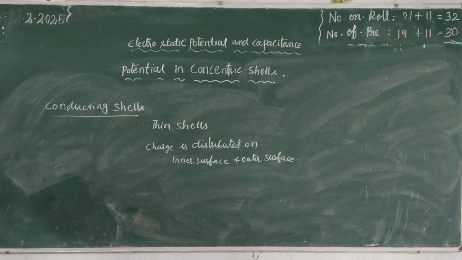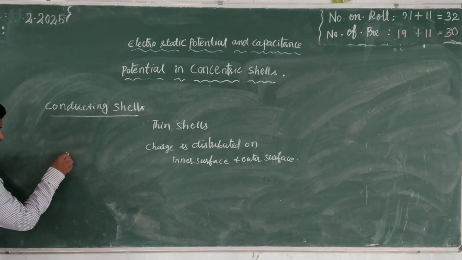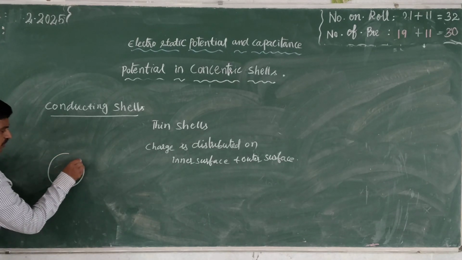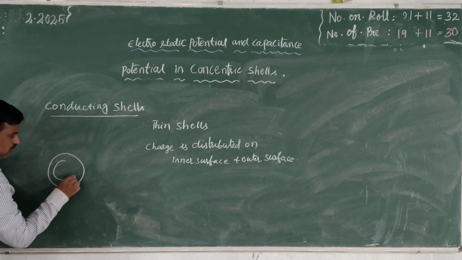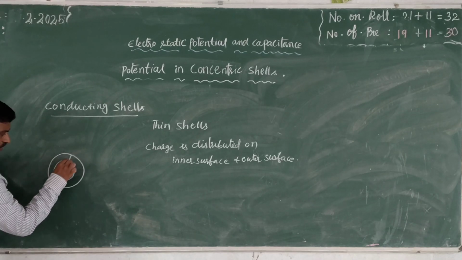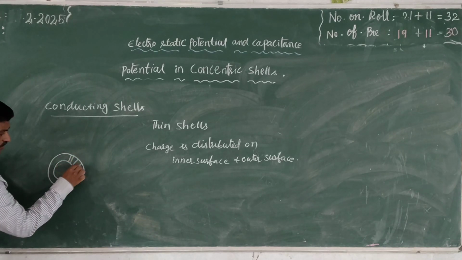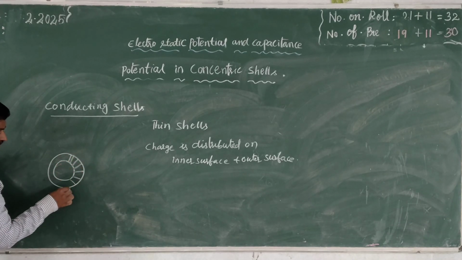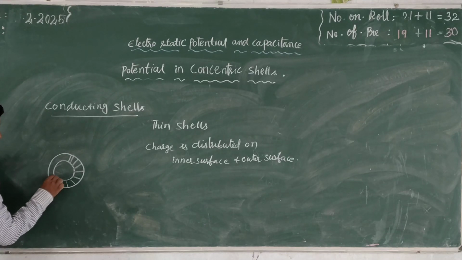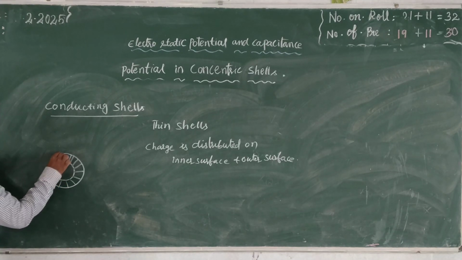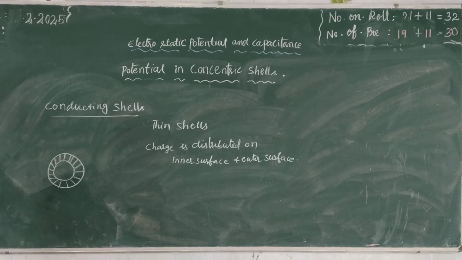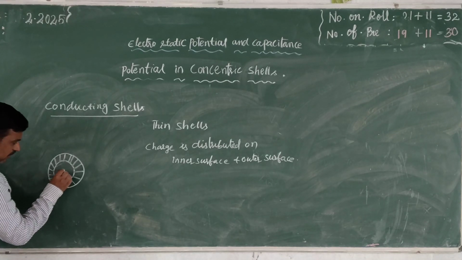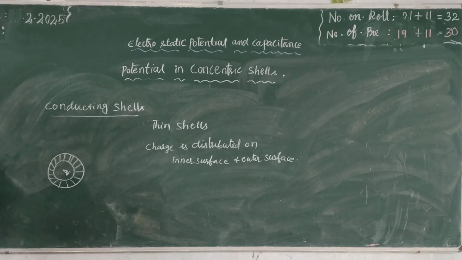Now see what we can do here. This is the thin shell, meaning here it is the thickness. See how charge is distributed on the inner and outer surfaces. It is a shell, so it has thickness. Charge is inside. How is the charge distributed on the inside surface and outside surface?